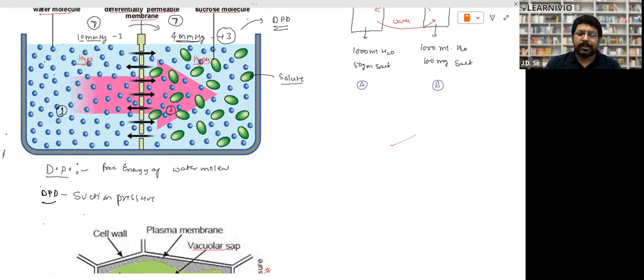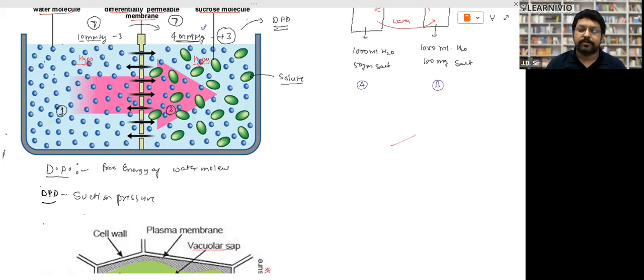For example, here in cell 1, the diffusion pressure is 10 mmHg. Here it is 4 mmHg. If diffusion starts, when will it stop? Diffusion will stop when the pressure on both sides is 7 mmHg. That will become equilibrium. To achieve 7 mmHg, how much pressure is deficit on this side, in the concentrated solution? Tell me. 3 mmHg. So I will say 3 mmHg is the diffusion pressure deficit.